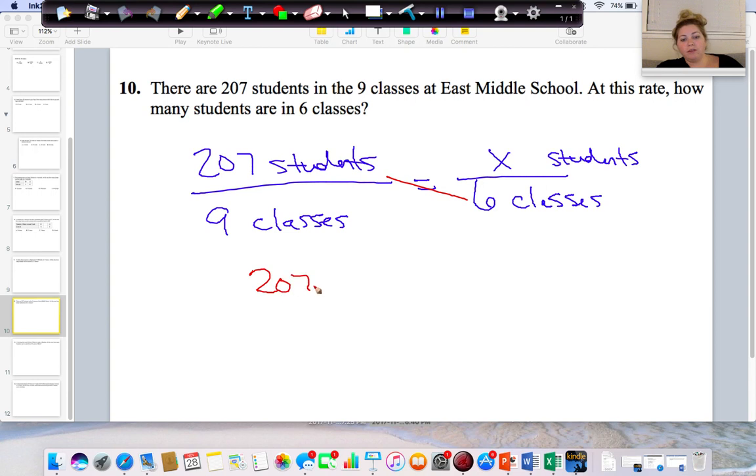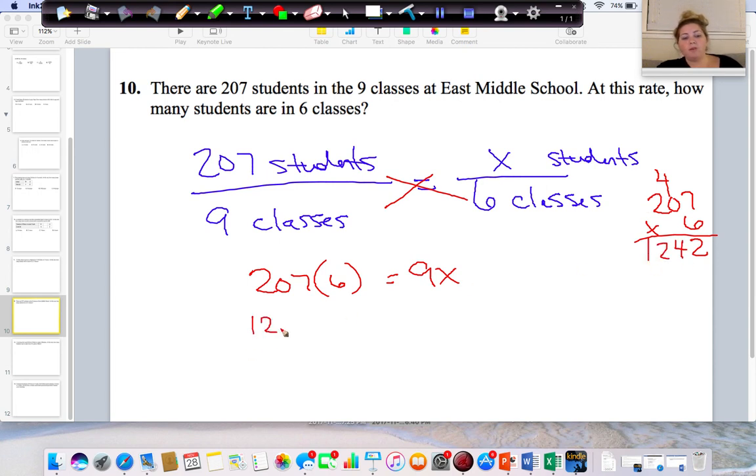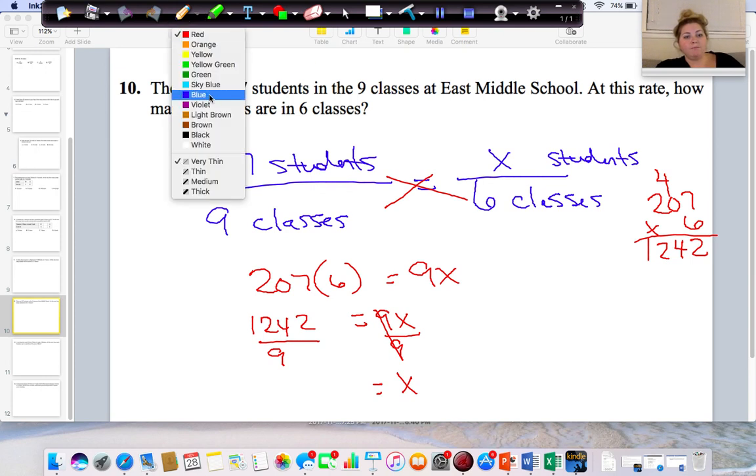So 207 times 6 and 9 times x, which is 9x. So 207 times 6. 7 times 6 gives me 42. 6 times 0 is 0, plus 4 is 4. 6 times 2 is 12. So I got 1,242 on the left and 9x on the right. We need to divide both sides by 9 now. 9 divided by 9 cancels, and we're left with x is equal to 1,242 divided by 9, which is going to give me my answer.